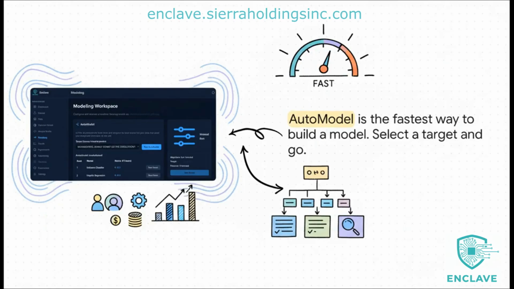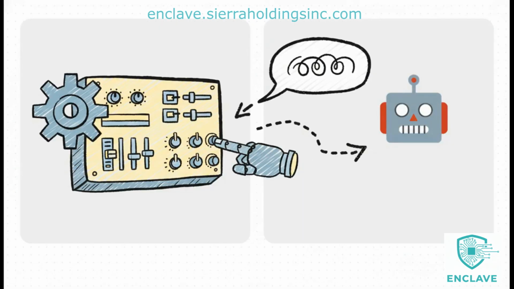That's it. Enclave goes off, trains a bunch of different machine learning models, tunes them, and then shows you a simple leaderboard of which one performed the best. But what if you're a pro and you want to get your hands dirty with all the settings? No problem. You can use the manual setup for total control. Or, and this is really cool, you can do a mix. Just tell the AI assistant your goal, and it'll fill out the whole manual setup for you with what it thinks is the best approach. Then you can go in and tweak it. It's really the best of both worlds.